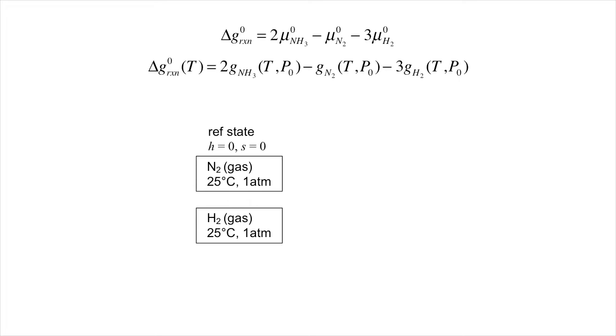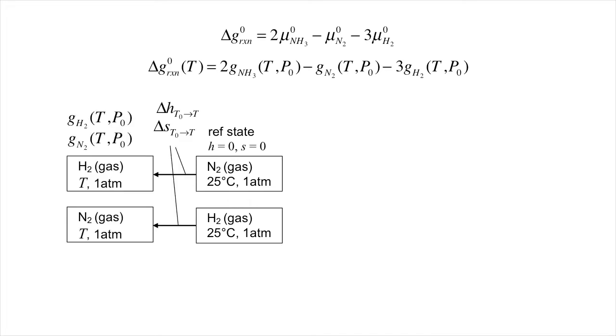In this case, two of our reacting species, nitrogen and hydrogen, are elements under standard conditions. From this reference state, we need to construct a path to the reactant gases N2 and H2 at 1 atmosphere pressure and temperature T. This involves calculating delta H and delta S for a temperature change, which we already know how to do. Once we know H and S, we can then calculate G as H minus TS.